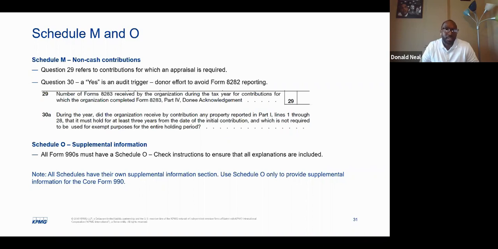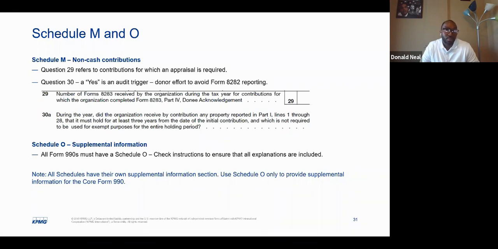Question 29 refers to contributions for which an appraisal is required. Question 30, if you answer yes, could be an audit trigger because of a donor's effort to avoid Form 8282 reporting. So if you do check that as yes, you have to work with that particular donor to make sure that proper reporting is done.